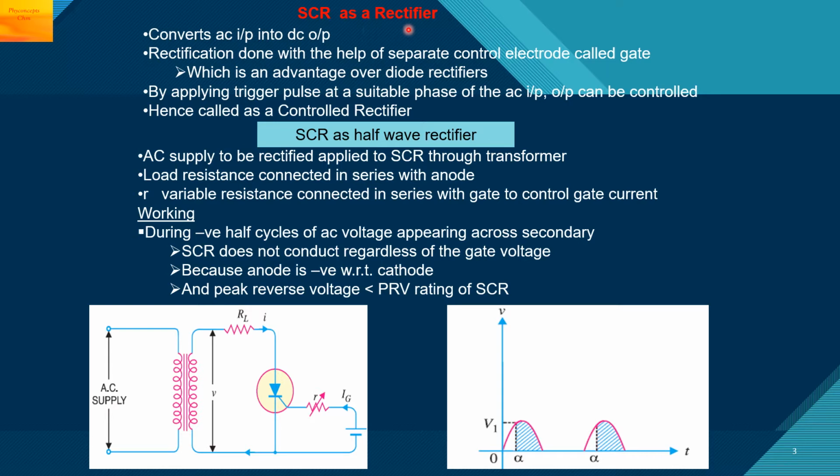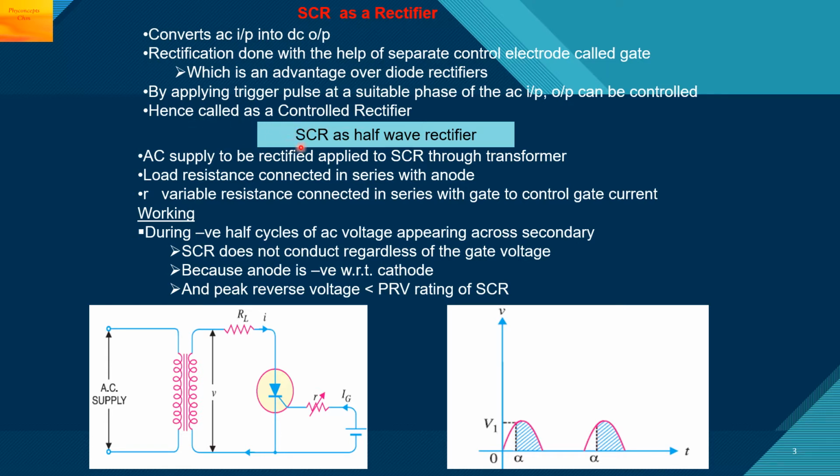SCR as a rectifier. A rectifier converts AC input into DC output. Rectification is done with the help of a separate controlled electrode called the gate. This is an additional terminal present in an SCR, which is an advantage over the diode rectifiers. By applying a trigger pulse at a suitable phase of the AC input, the output can be controlled. Hence it is called a controlled rectifier.